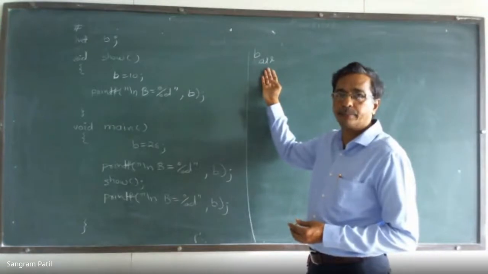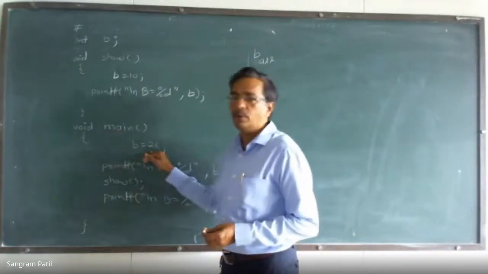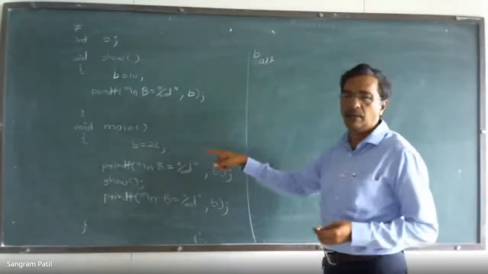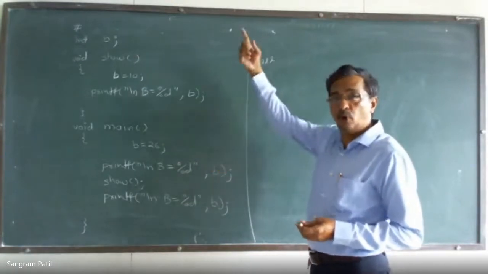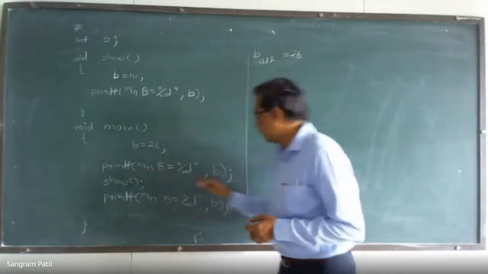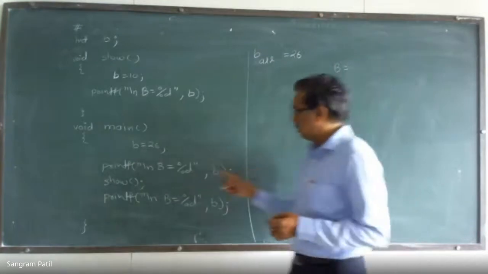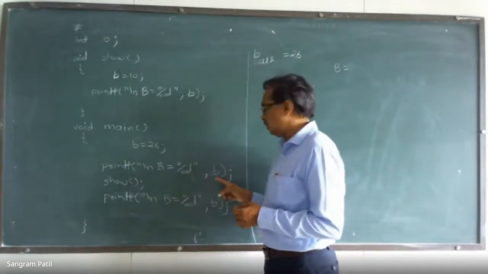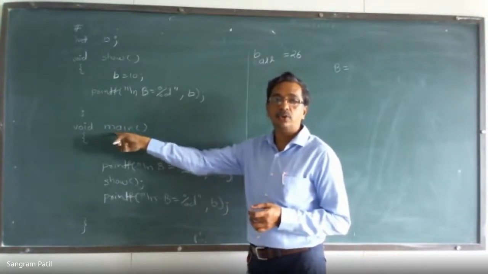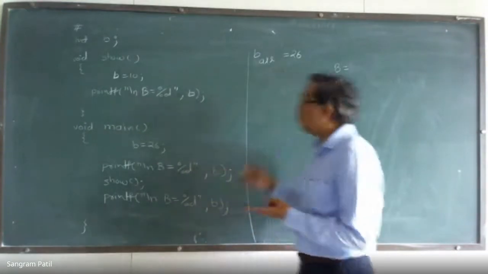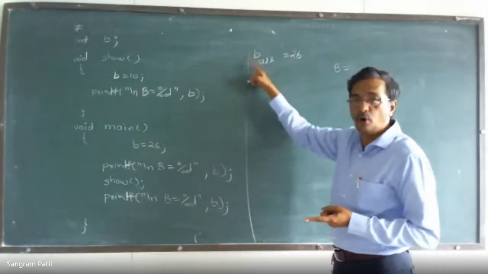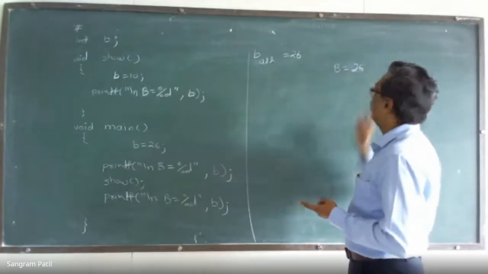B for all. Then it goes to the main, b is equal to 26, so it will check whether b is declared for main. Now b is not declared for main, so it will check whether b is declared for global, for all. Yes, it is declared, so it assigns the value 26. Then it comes here, printf b is equal to percentage d. You want to print one number, which number? The number which is present in b. This printf we are using in the main program, so it will check whether b is declared in the main program. Now b is not declared in the main program, so it will check whether b is declared for all. Yes, b is declared for all, its value is 26, so it will print 26.